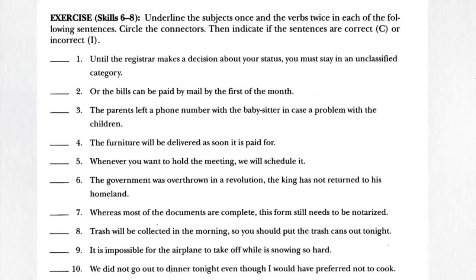Number 5 is correct. Number 6, incorrect. It is missing a connector, which could be "so the king has not returned". Number 7, correct. Number 8 is correct. Number 9, incorrect. It is missing a subject, which could be "while it is". Number 10, incorrect.